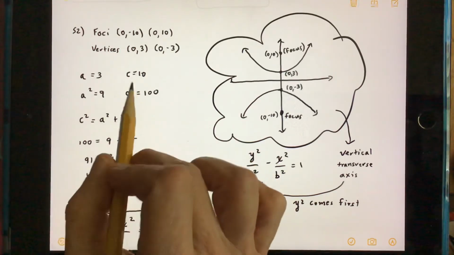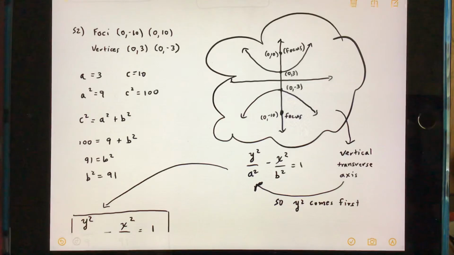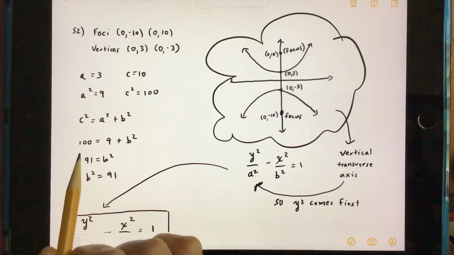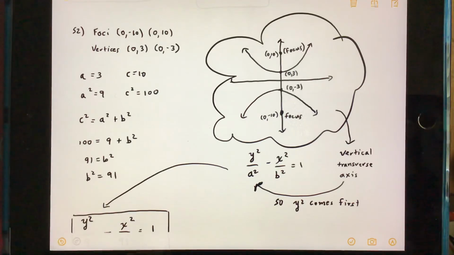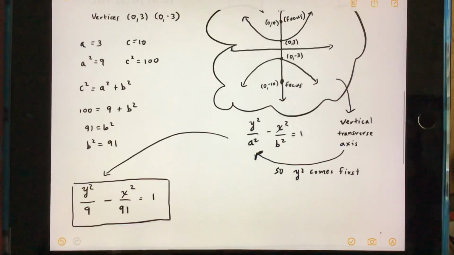And again, notice, if we wrote -10 for c, that's fine, because when we square it, we would still have 100. Then we use the relationship c squared equals a squared plus b squared, plug in our numbers for c squared and a squared, solve for b squared, and we find the b squared then is 91. Okay, we have the numbers we need now for a squared and b squared. We know a squared is 9, b squared is 91, so we're ready to rewrite the general form of our hyperbola equation with the actual numbers, and that will give us y squared over 9 for our a squared, minus x squared over 91 for our b squared is equal to 1.